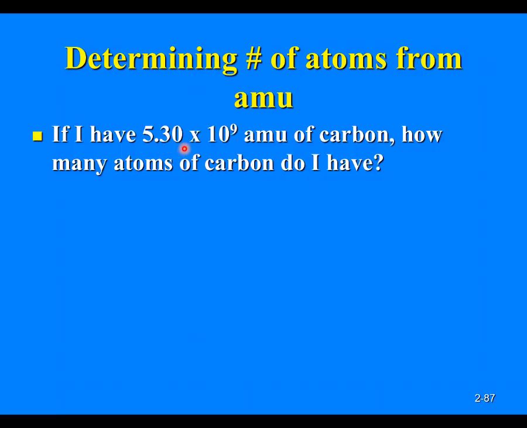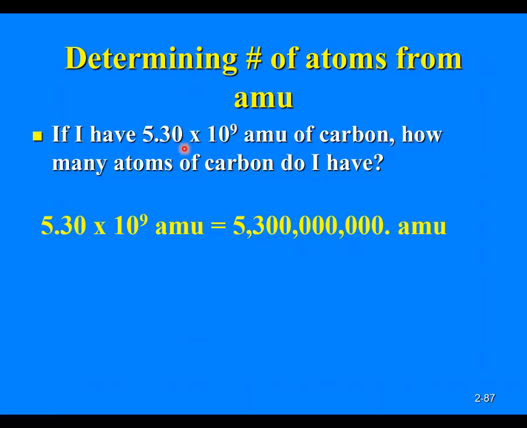So I get a very large number of atomic mass units for my sample of carbon. So let's calculate how many carbon atoms I would have in this sample. So I went ahead and converted the scientific notation to a standard number for you. Remember, I just moved the decimal point over to the right 9 times. I knew to move it to the right because I have a positive value. If you had a negative value for scientific notation, we'd move it to the left to convert it to a standard number. So I end up here having my 5,300,000,000 atomic mass units.